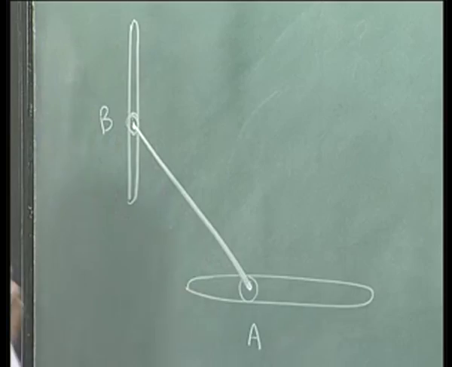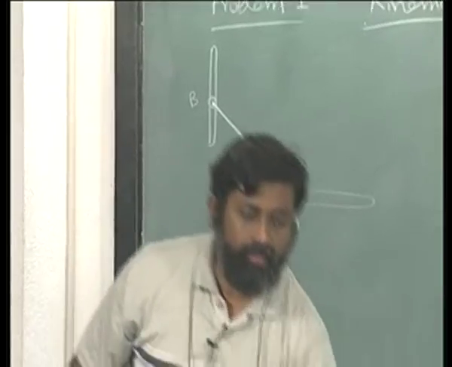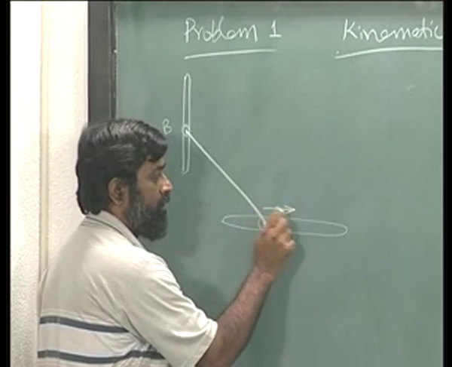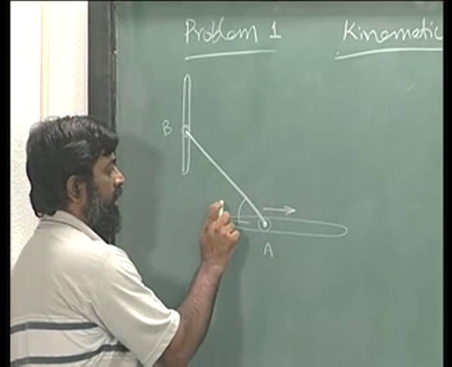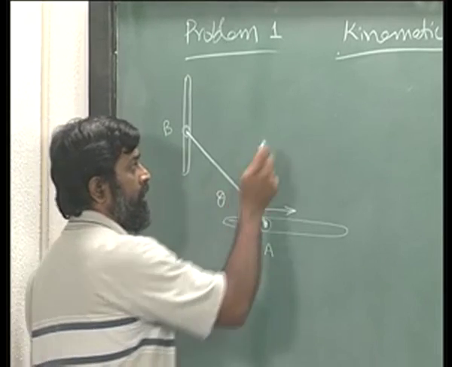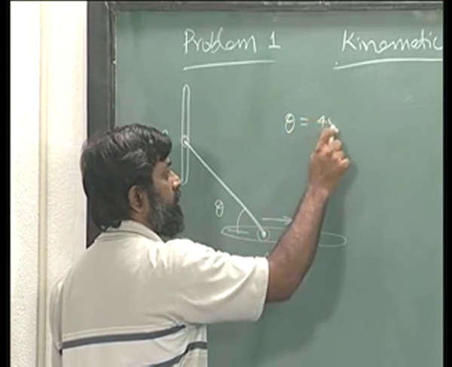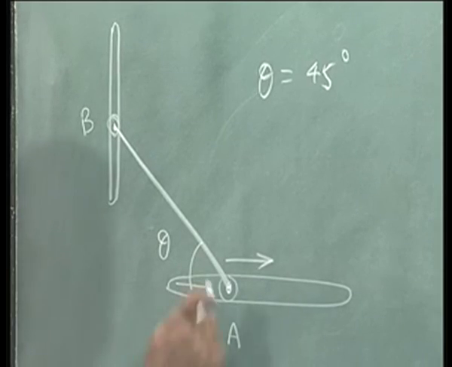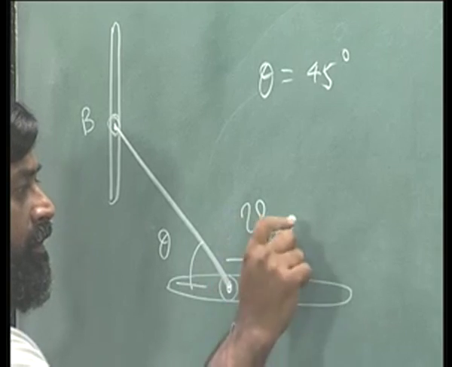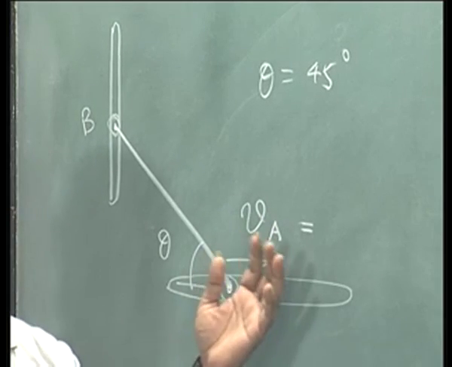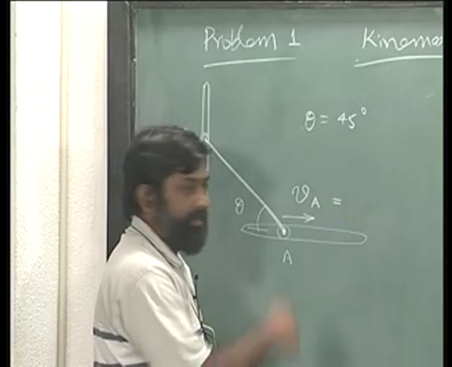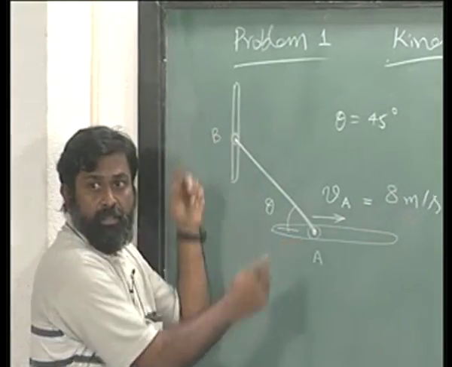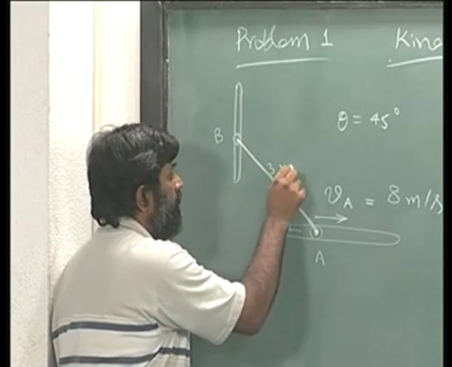I hope you understand, right. Now, what is asked is, if I know the velocity of this, let us say this is at an angle theta, I think theta is given as 45 degrees. Let us say this is moving at a velocity Va, this is 8 meters per second, and what is the length of this? This is 3 meter length.